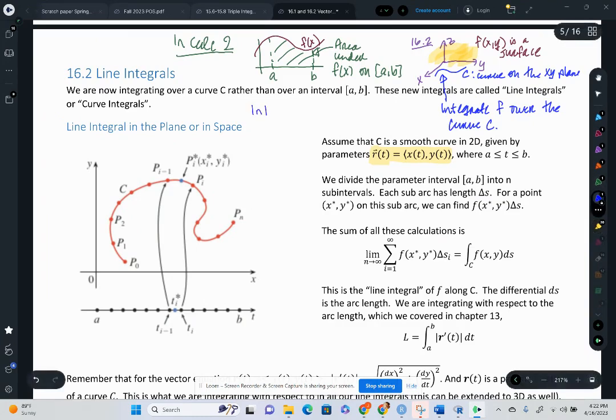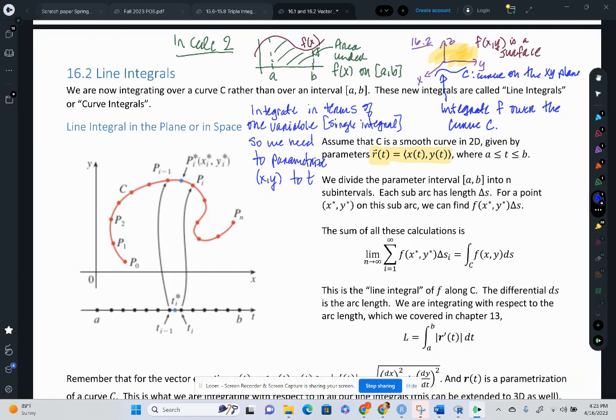So to say that, we're going to integrate in terms of one variable. So this is a single integral. So we need to parametrize xy to just one variable t. Okay, we've been doing this. We started this in chapter 13. So this part is not new, but that doesn't mean it's easy, right?